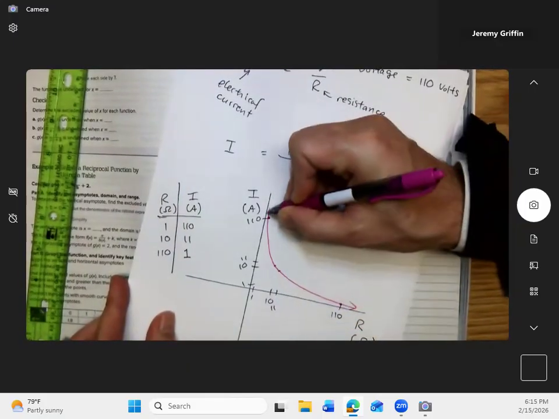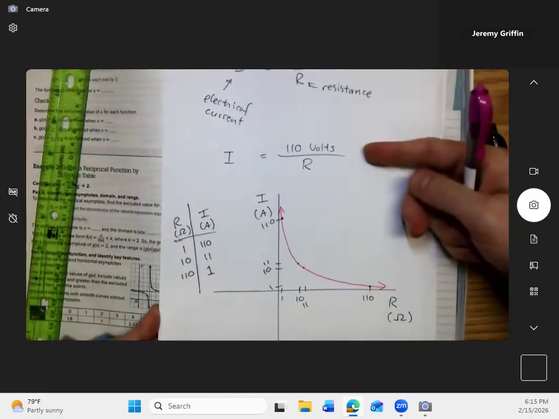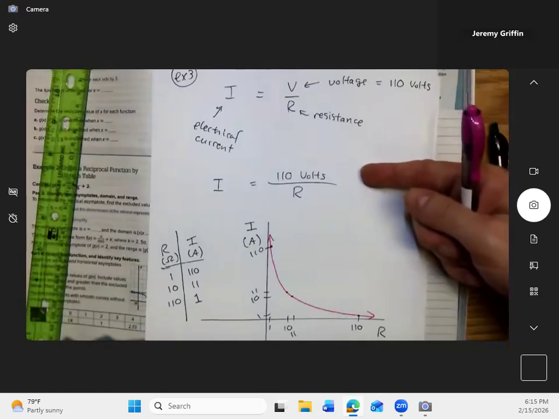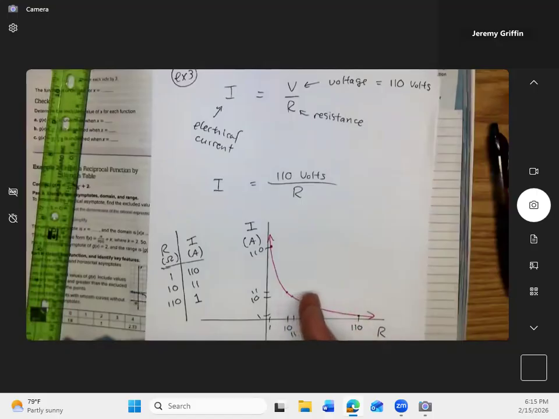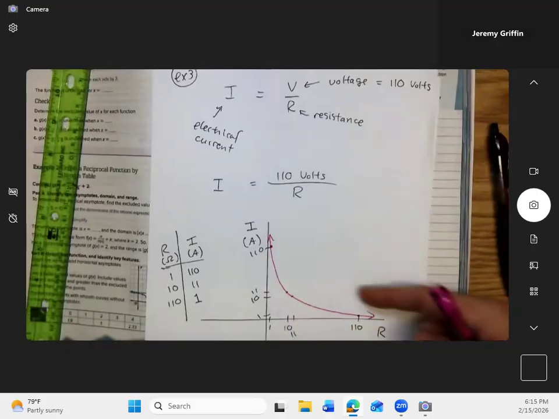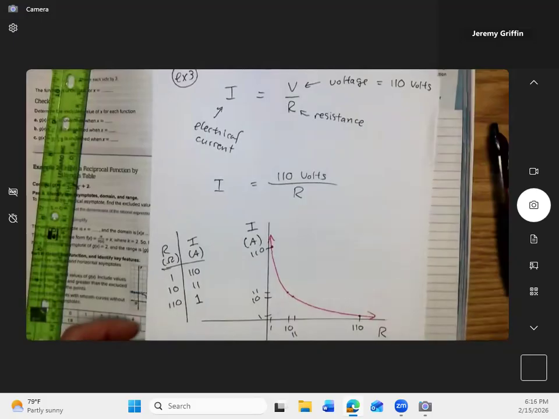Given some voltage source, like the wall outlet, if you plug something into it and it's giving you 110 volts alternating current, the more resistance you have in your electrical appliance, the less current in amps ends up flowing. That's an inverse relationship.